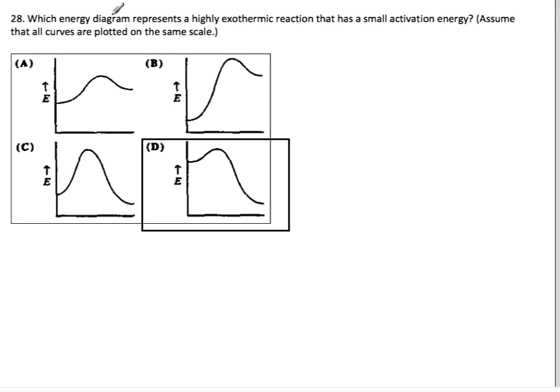28. Which energy diagram represents a highly exothermic reaction? Exothermic means it's going to decrease. And notice there's a large decrease there. It has a small activation energy. That means the distance from the reactants to the top of the hill would be very small. This is endothermic. That would be endothermic. This is exothermic, but notice it has a large activation energy. The distance is right there.